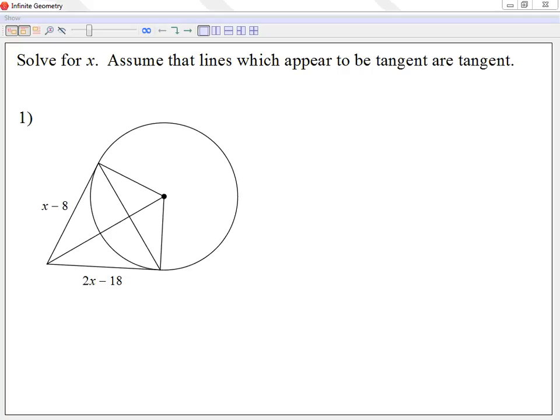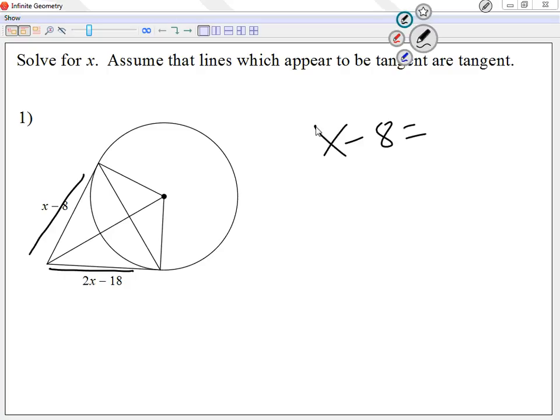Right, so the first part, we're reviewing the length of the tangent segments. And we mentioned when we covered this that when two tangent segments meet outside of the circle, they're equal to each other. So in this case, I'm going to say that x minus 8 is equal to 2x minus 18. Right, they're equal to each other.